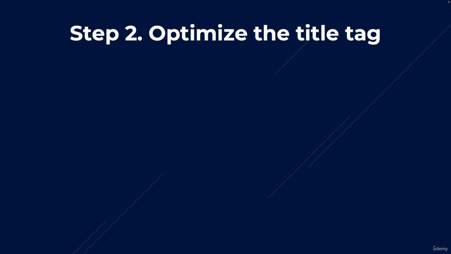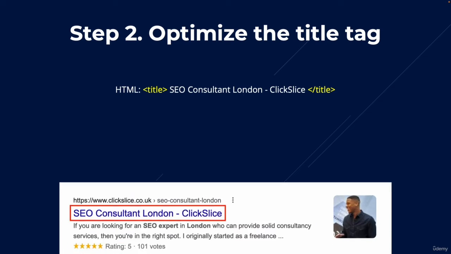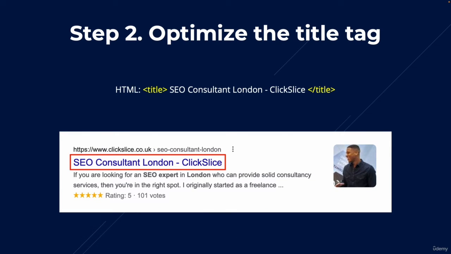The second key is a title tag. So the HTML format of a title tag looks something like this. You'd have the word title in brackets, you then have your title tag text between that, and then you'd have another title closing bracket with a / at the end. So a title tag in Google would be this part.